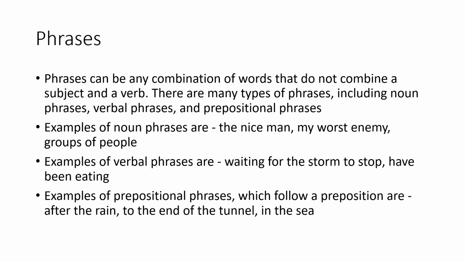Now, phrases can be any combination of words that do not combine a subject and verb. There are many types of phrases, including noun phrases, verbal phrases, and prepositional phrases. Examples of noun phrases are the nice man, my worst enemy, groups of people. Here, this usually contains a noun as the chief actor in the phrase. Examples of verbal phrases are: you guessed it right. Here, the chief actor is a verb. Waiting for the storms to stop, have been eating. These are examples of verbal phrases. Examples of prepositional phrases, that is, which follow a preposition, are after the rain, to the end of the tunnel, in the sea, etc.